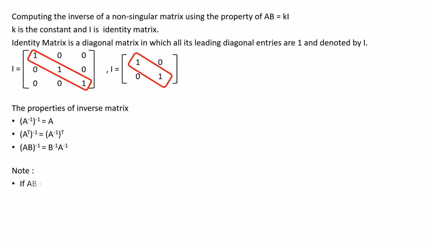We should note that, first, if matrix A multiplied with matrix B equals matrix B multiplied with matrix A equals identity matrix, then we can say that B is the inverse matrix of A. Next, matrix A multiplied with the inverse matrix of A equals the inverse matrix of A multiplied with matrix A equals identity matrix. Thirdly, the inverse matrix of A is not equal to 1 over matrix A.